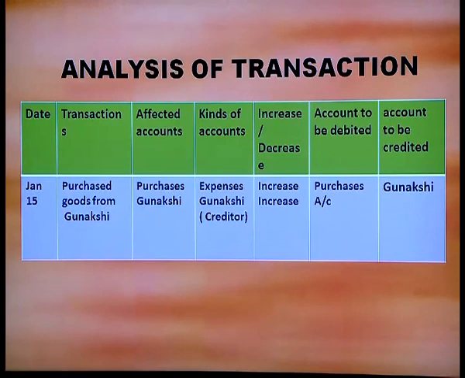Purchased goods from Gunakshi. This is also a credit transaction. Purchases and Gunakshi's account are the two affected accounts. Purchases account will come under expense account. Rule for expense account, when expense increases, it is debited. So purchases account is debited. Gunakshi being a creditor can be included under liability account. When liability increases, it is credited. So Gunakshi's account is credited.